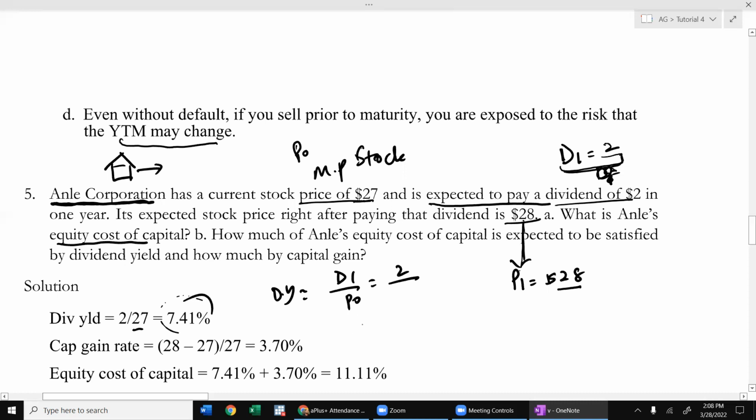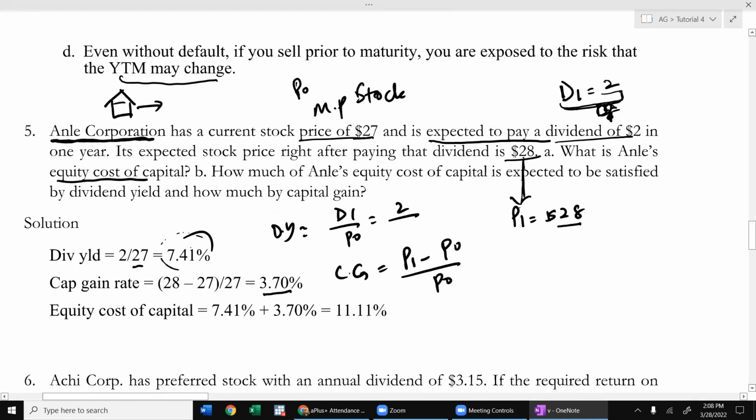Capital gain is equal to the difference of the two prices. Capital gain is equal to P new minus P old divided by P old. So that is equal to 3.70. What is the total cost of capital then? 7.41 plus 7.30. So this is the answer. This is called equity cost of capital.